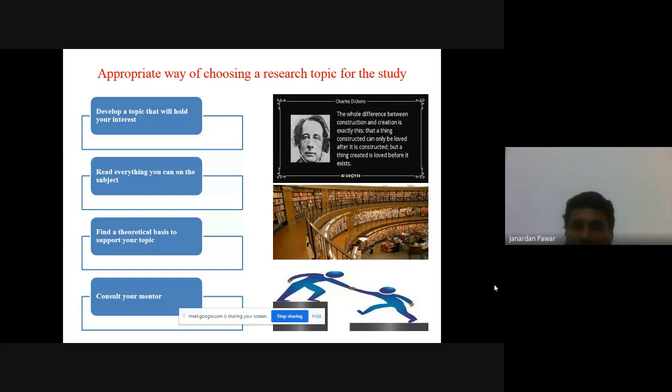There is one particular logic behind choosing the topic. So what is the topic? Develop a topic that will hold your interest. See, always listen to your heart, man ki baat, man ka suno. What others are suggesting, what others are recommending, forget about that. Whatever your inner instinct says, go for that.